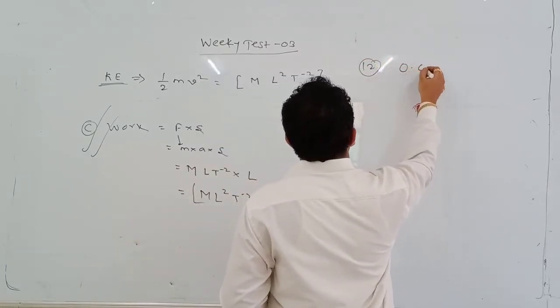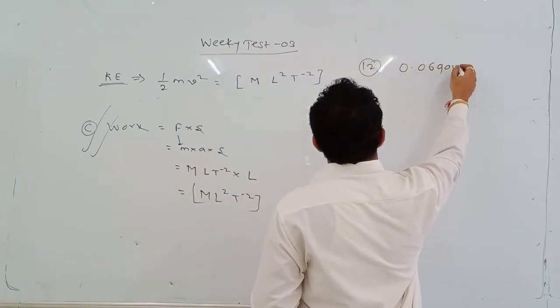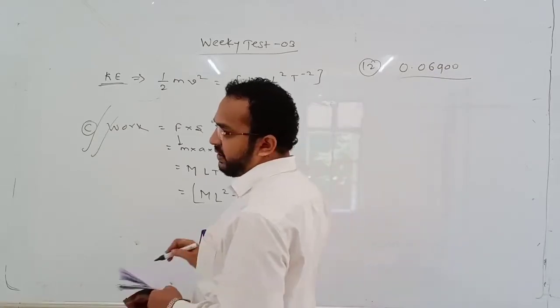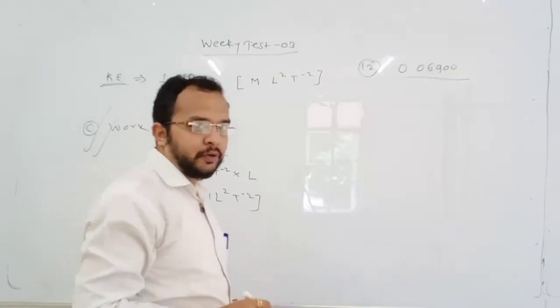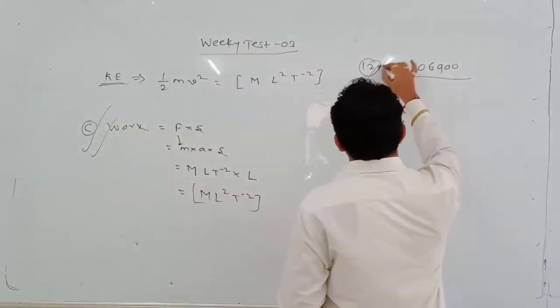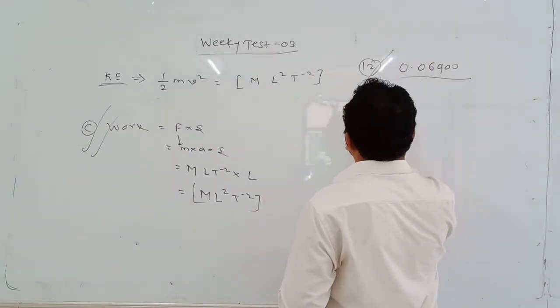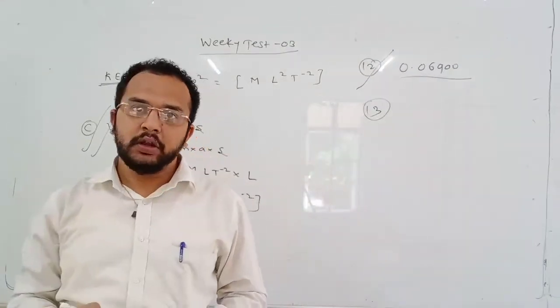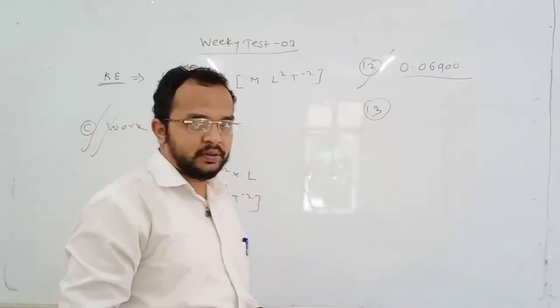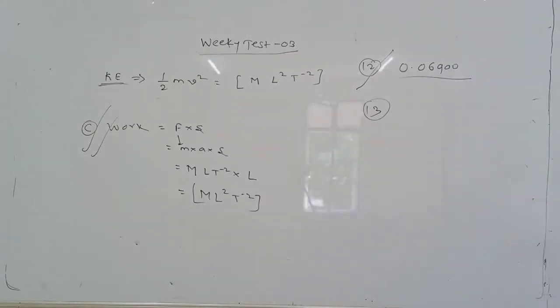Question number 12. 0.06900, and the significant figures are asked. So skip this question. This is a bonus question for you. I will explain this question in the next lecture, because I have to teach the significant figures first. So add 4 marks for this question. 2 marks assigned to you. Okay. Next question.